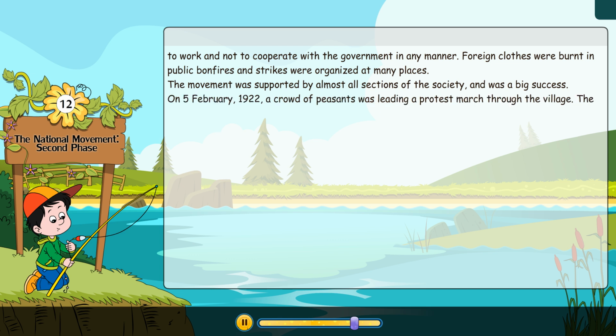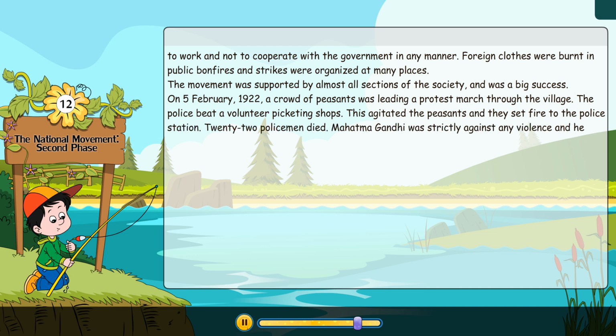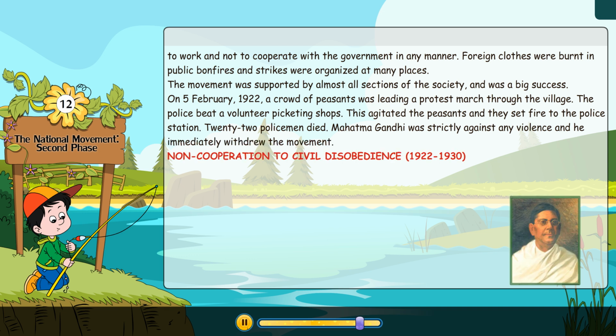On 5th February 1922, a crowd of peasants was leading a protest march through the village. The police beat a volunteer picketing shops. This agitated the peasants and they set fire to the police station. 22 policemen died. Mahatma Gandhi was strictly against any violence and he immediately withdrew the movement.